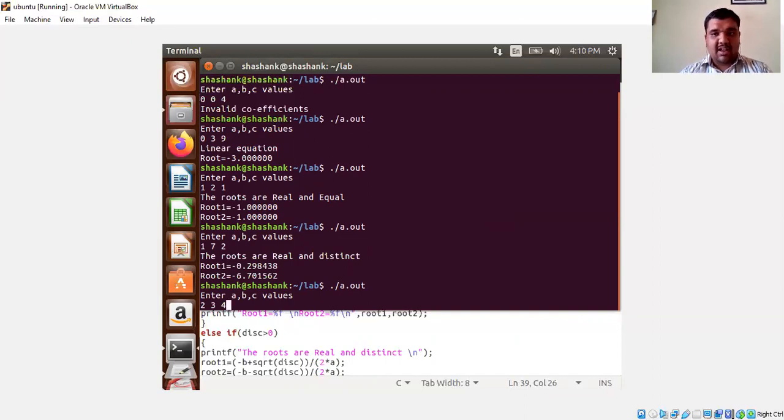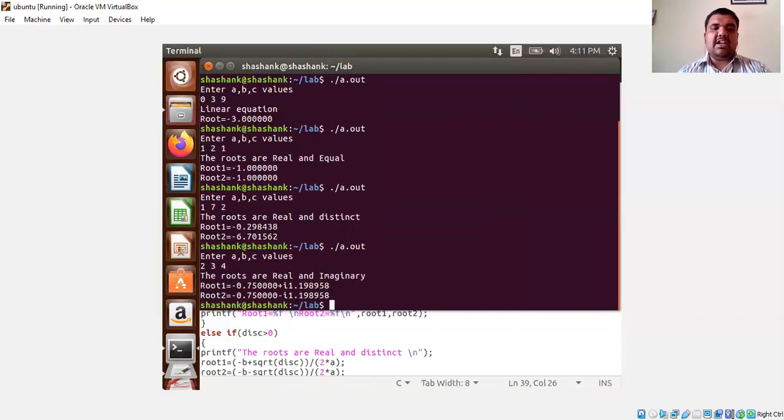I'm saying 2 comma 3 comma 4, but in the program you should not give 2 comma 3 comma 4 like that. Instead of that, you can use 2 space 3 space 4, or 2 press enter 3 press enter 4. That is the standard format we have considered in our program. Okay, so now let us press enter. Now we have got the result as the roots are real and imaginary.